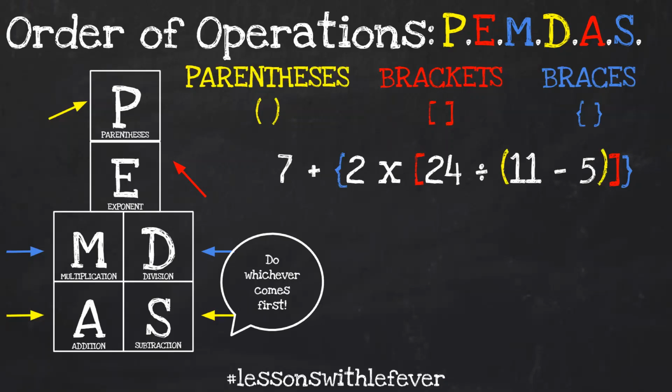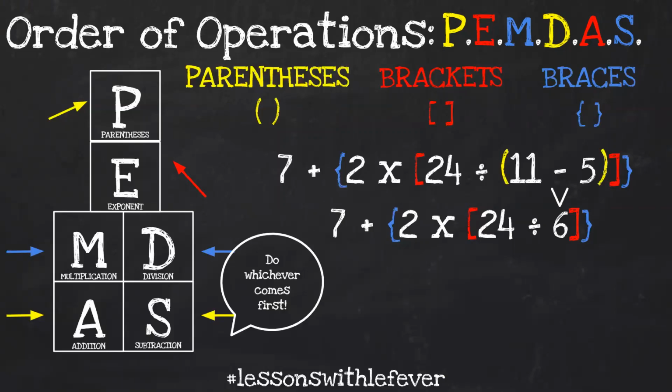So we are going to start with the 11 minus 5, which we know is 6. Remember, once we solve what's in the parentheses, everything else gets dropped down. So now our expression reads 7 plus 2 times 24 divided by 6. Now, I know we just did the parentheses, but guess what? Brackets and braces are a part of the parentheses family.